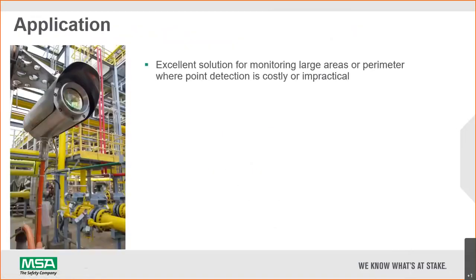Now coming to the application where we use this product. Because this is such a good product, we need to know where to use it. The best application which we come across is the perimeter application, large area. Because if you use point detectors, there will be a huge number of point detectors, so many IO count. So it will be difficult to have so many IOs in your control DCS.